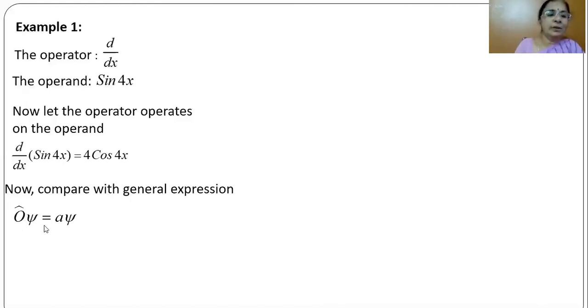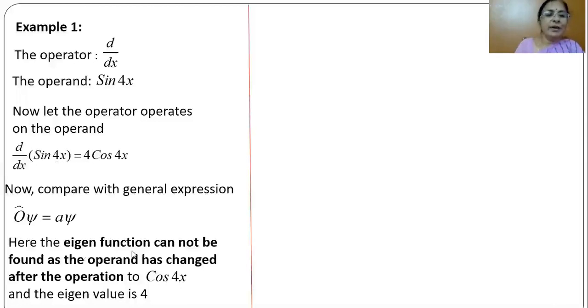The operator acting on the wave function is equal to A into psi. The same psi has appeared. Here in our problem, the function sine 4x is changed to cos 4x. So you cannot find the eigenfunction, as the operand has changed after the operation to cos 4x. But you can find out the eigenvalue. The eigenvalue is 4 here.